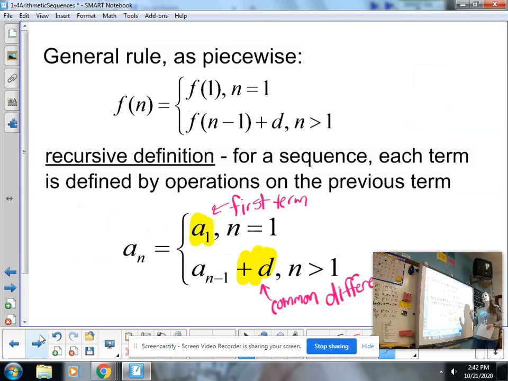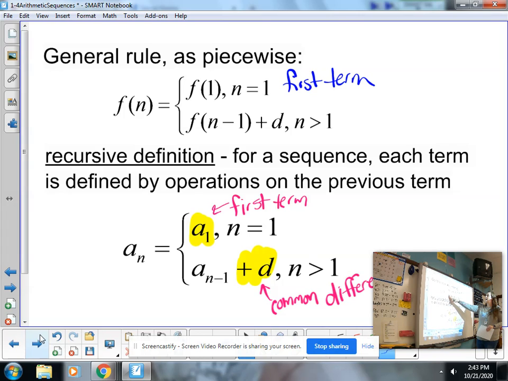Notice it is a piecewise function. Your f of n is going to equal, you do have to state what f of 1 is. So this is always the first term. So you have to state what the first term is whenever you begin. And notice the first term exists when n is equal to 1. So that would be the very first term.